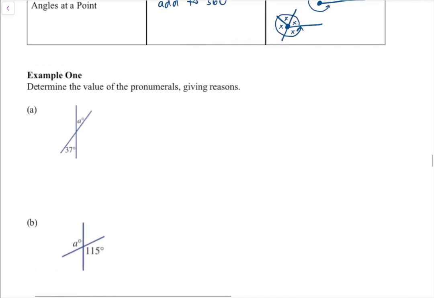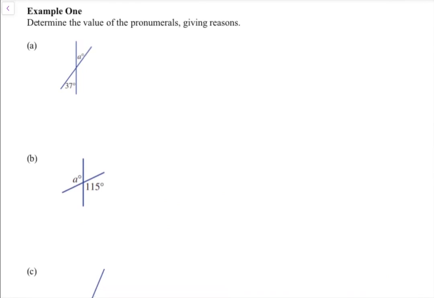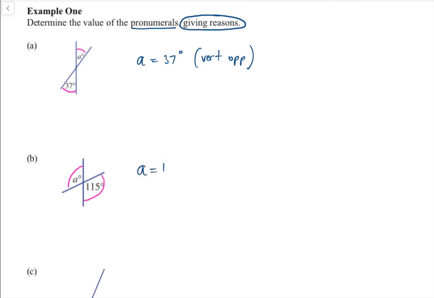Let's try some examples. Example 1, determine the value of the pronumerals. Remember, pronumerals just means the letters, and here's the part that we've got to be careful of: giving reasons. Now, if I look at part A, I can see that angle A and angle 37 degrees are vertically opposite. So I can say A equals 37 degrees because they're vertically opposite. If I look at part B, A and 115 are vertically opposite. So A equals 115 degrees because they are vertically opposite.